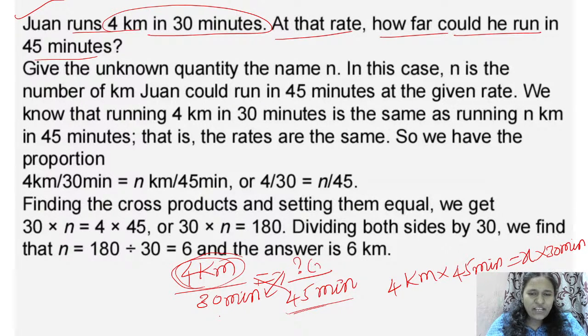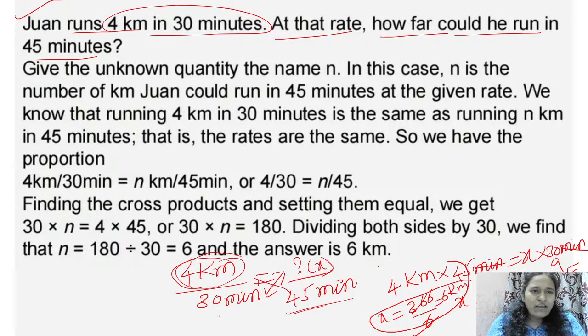Just consider it as x or n, whichever is convenient for you. Then the minutes will get cancelled, right? Then what is x? x is equal to 4 kilometers into 45 divided by 30. That means x is equal to 36 by 6, that means 6 kilometers. The answer is 6 kilometers.